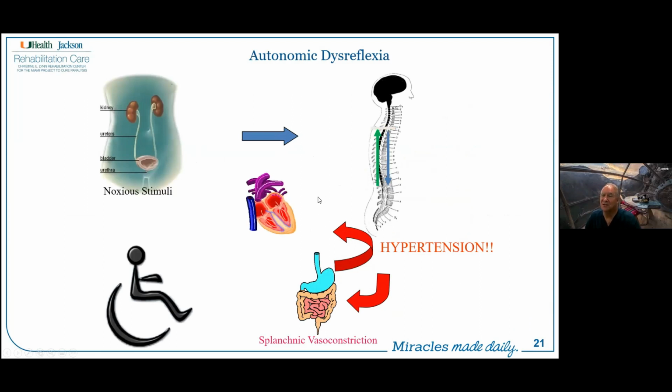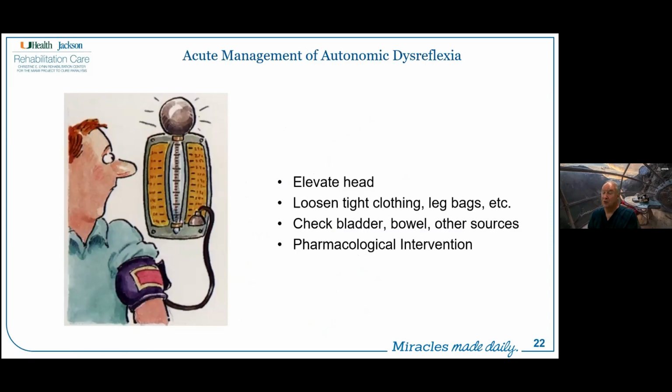That increased pressure is sensed and sent to the medulla that sends information back to the heart and causes a relative bradycardia. But below the level of the injury, the person remains vasoconstricted. Above the level of the injury, vasodilation, sweating, and a pounding headache we refer to as autonomic dysreflexia. So we coach folks early on to elevate the head if they are beginning to experience these symptoms. Loosen tight clothing and leg bags. Check number 1, the bladder, number 2, the bowel, and then look for other sources of potential noxious stimuli.